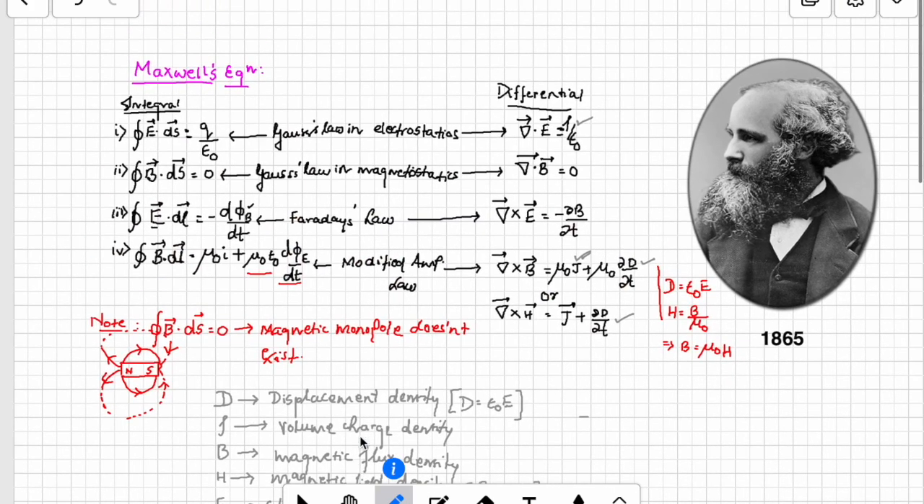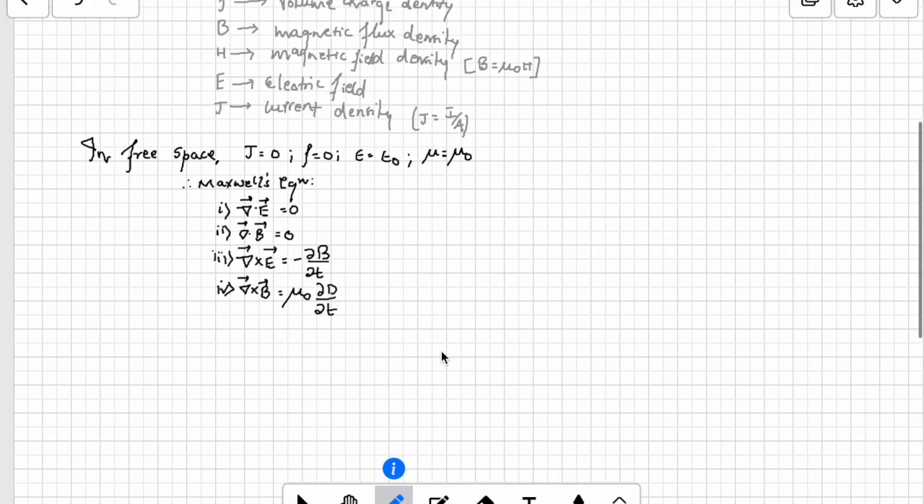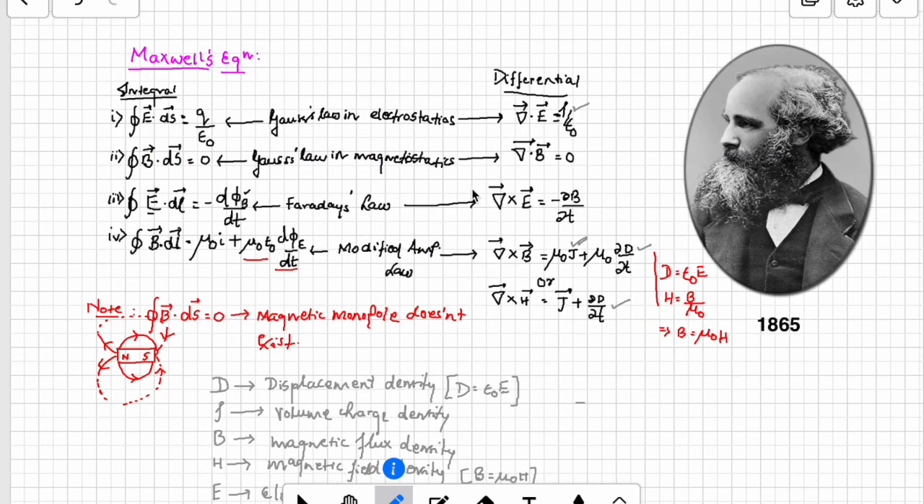For example, Maxwell's equations in integral form, Maxwell's equations in differential form, and Maxwell's equations in free space. If you remember these two, for free space it's not a problem. Just replace rho with 0 and J with 0, and everything else will remain the same.